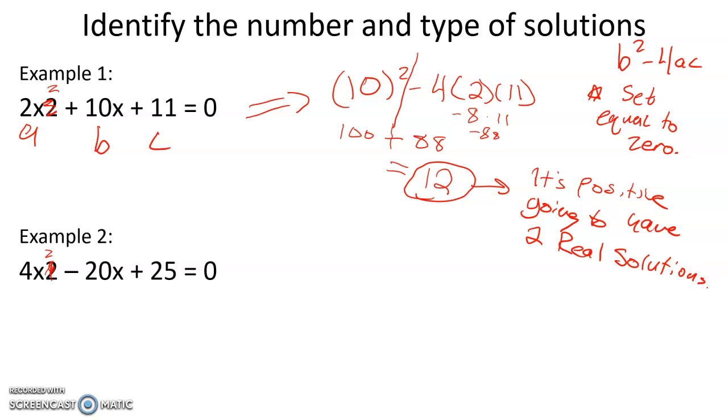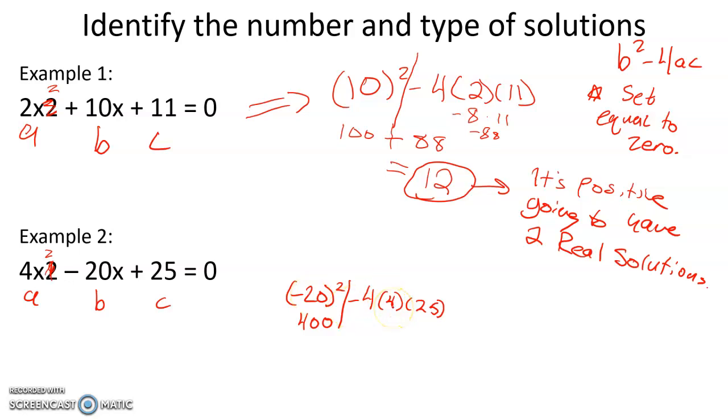Let's work example 2, set equal to 0. It already is. Now let's go ahead and set up my formula. B squared, negative 20 squared, minus 4 times a, which is 4, times c, which is 25. Let's split this apart. Negative 20 squared is going to be positive 400. Anytime you square a negative number, you get a positive number. So 20 times 20, positive 400.